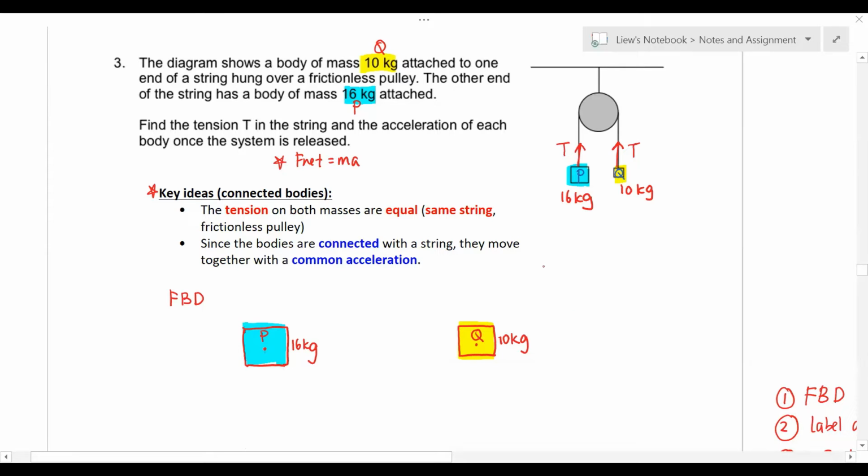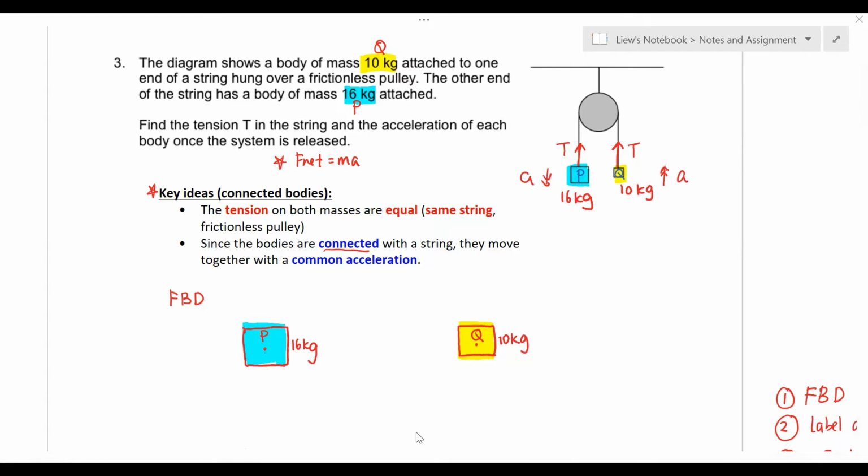Next key concept is that since the bodies are connected with a piece of string, as body P moves, body Q must move with the same acceleration. So when body P accelerates downwards, because Q is connected, Q will accelerate upwards with the same acceleration.